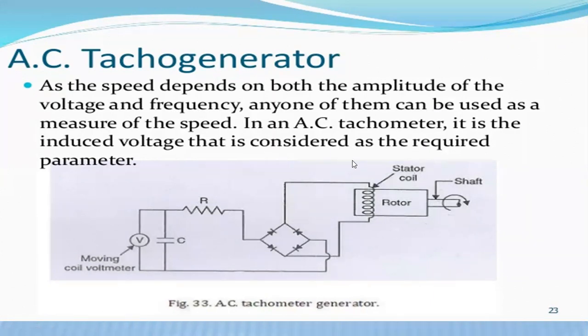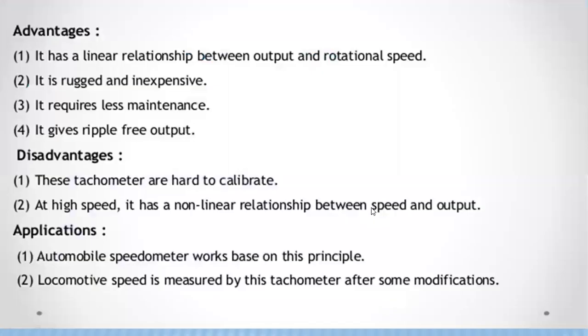In an AC tacho generator, it is the induced voltage that is considered as the required parameter. So the voltage is the required parameter, and that voltage is taken to calculate the speed by using this AC tacho generator. Okay, so that is the working principle of the AC tacho generator.